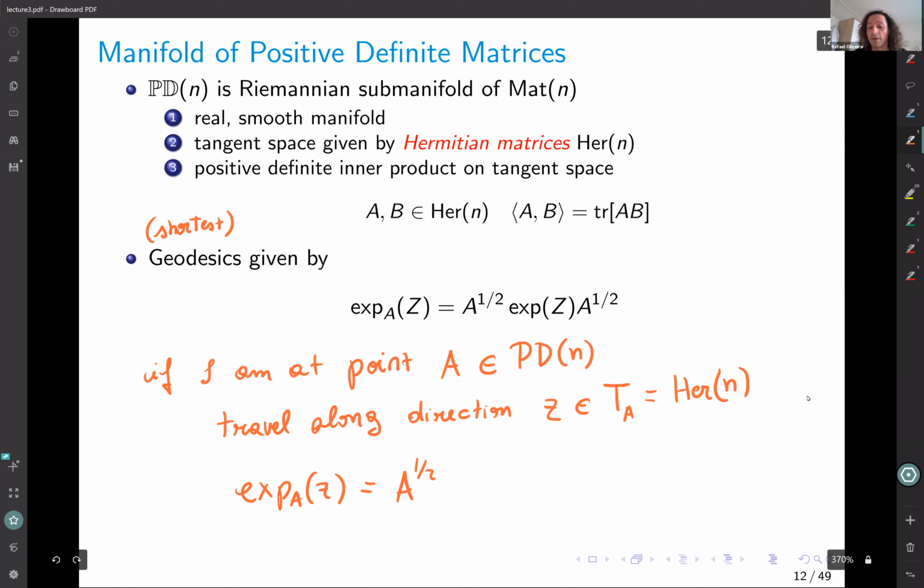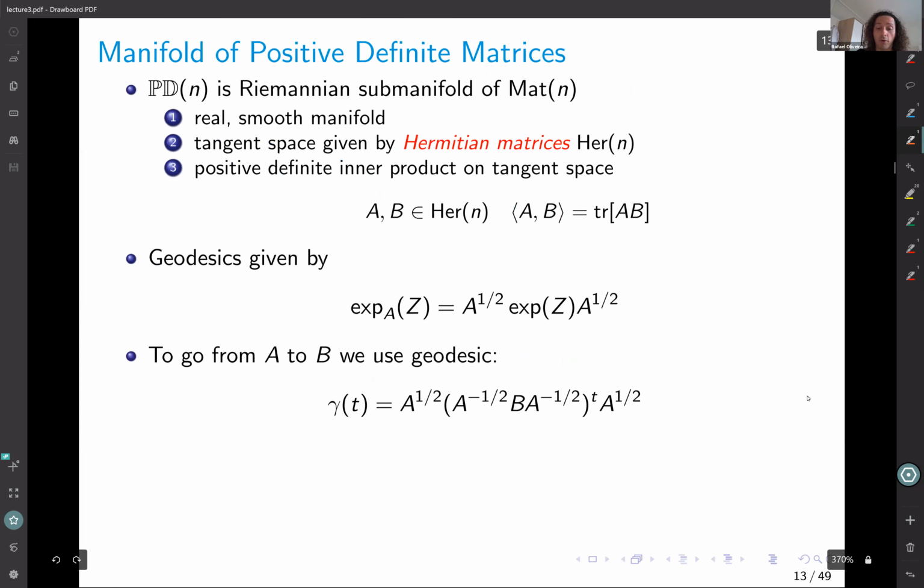A is a positive definite matrix, so it has a square root, a positive definite square root, right? And then we have the exponential map of Z. So this is the regular exponential map, the matrix exponential. And then I just multiply again by A^(1/2). Okay, so these are the geodesics in this manifold.